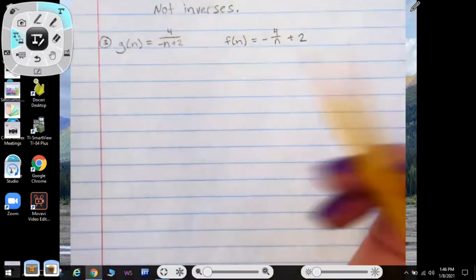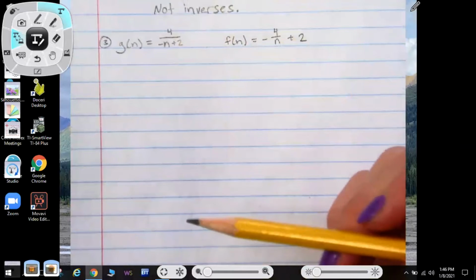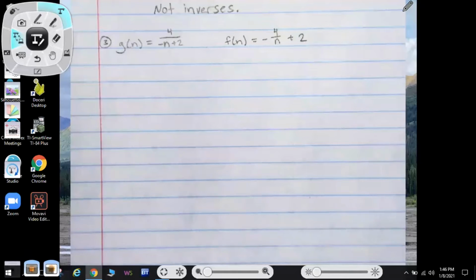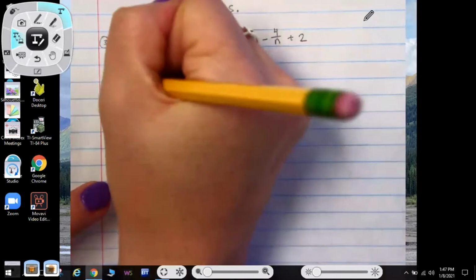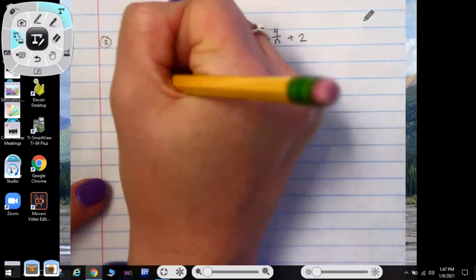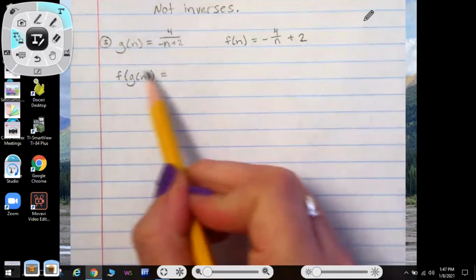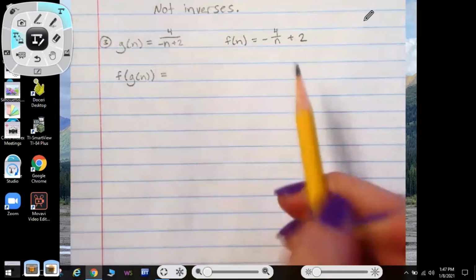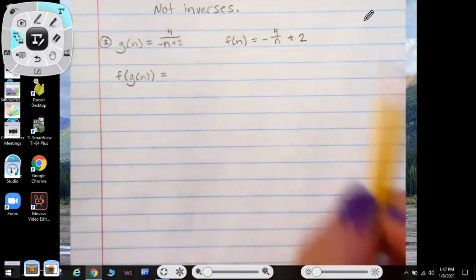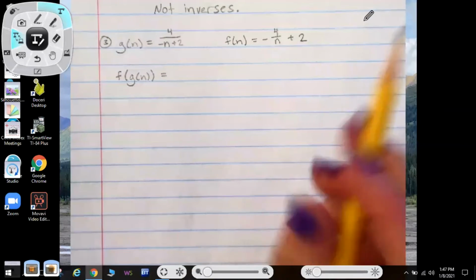Okay, so our variable changed from an x to an n. That doesn't change the way that we work these. So we'll look at f of g of n first. My last class struggled with this one just in this part, especially plugging in the correct function in the correct spot, just because the fractions are weird and it's confusing if you don't focus.